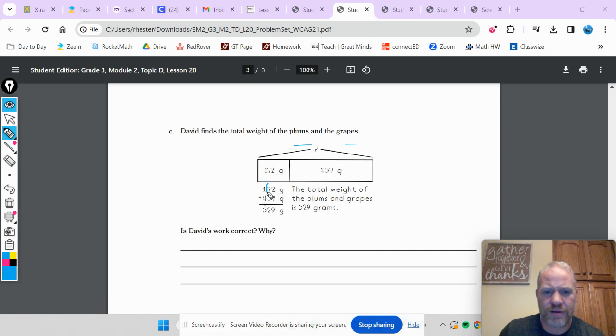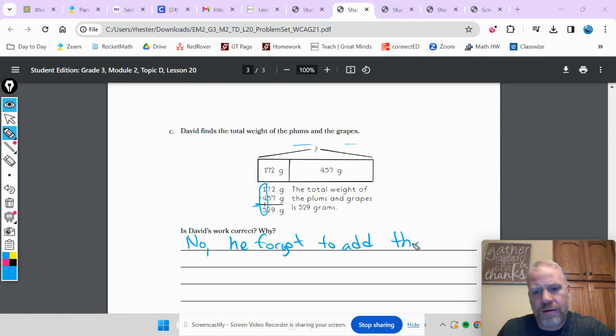So right here, let's circle this. He made a mistake because he forgot to add his bundled 100. So the real answer is 629 grams. So that's the real answer, 629 grams.